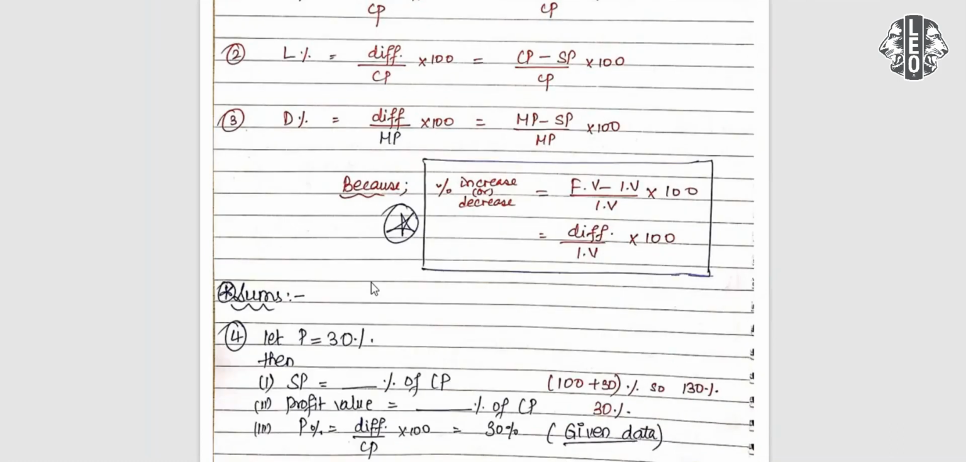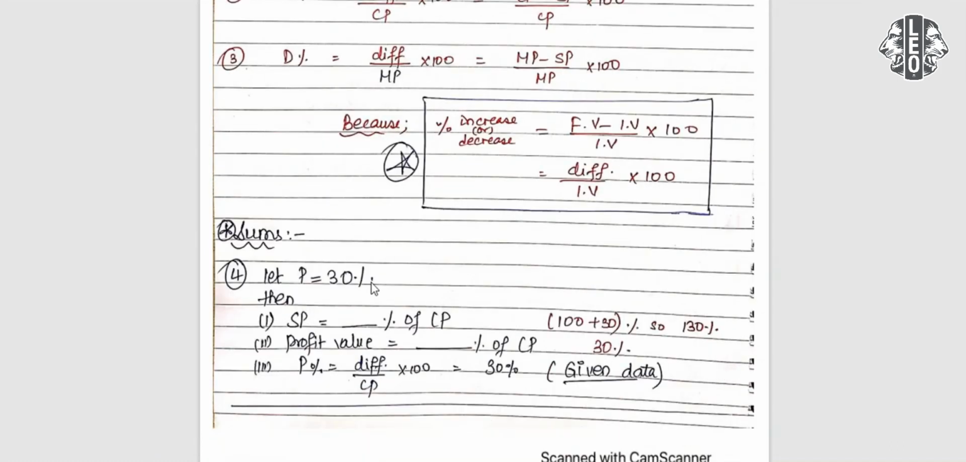Hope this is understood. Now let us see another one more sum. Okay. So let profit percentage is given as 30%. Then selling price is dash percentage of cost price. What is this? This is a profit. Profit means there's going to be increase. Increase means 100 plus. 100 plus 30, selling price is 130% of cost price. Now what is the profit value? Just take the 30% and keep it inside this box. Profit value is 30% of cost price.